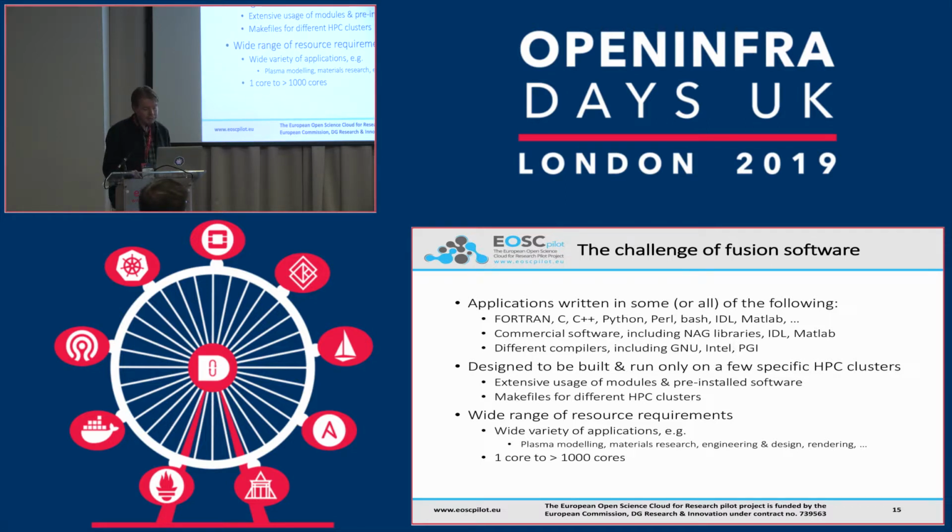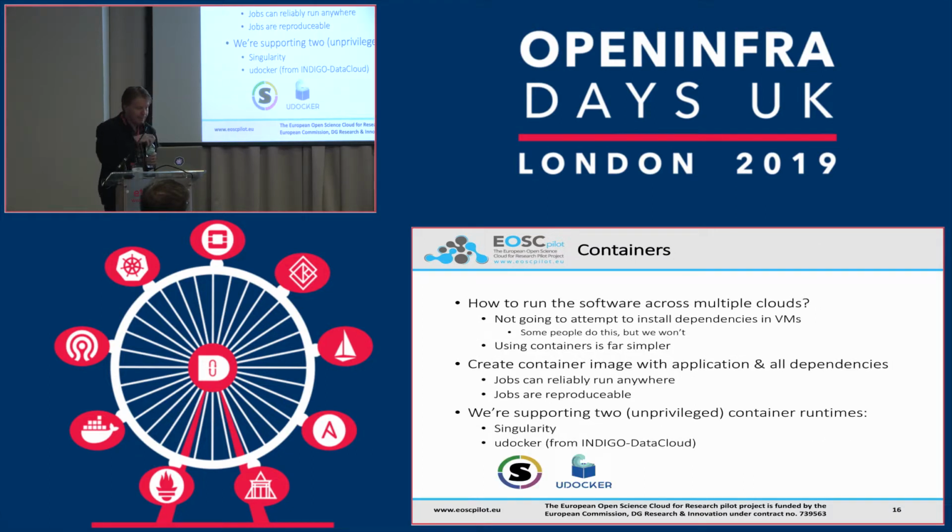Another challenge is that there's a wide range of resource requirements. So there's a wide variety of applications, not just science, but plasma modeling, materials research, engineering, design, rendering, so lots of different things. And so an application could range from needing to use 1 core to over 1,000 cores. So then the question is, how do we enable this software to be run across multiple clouds?